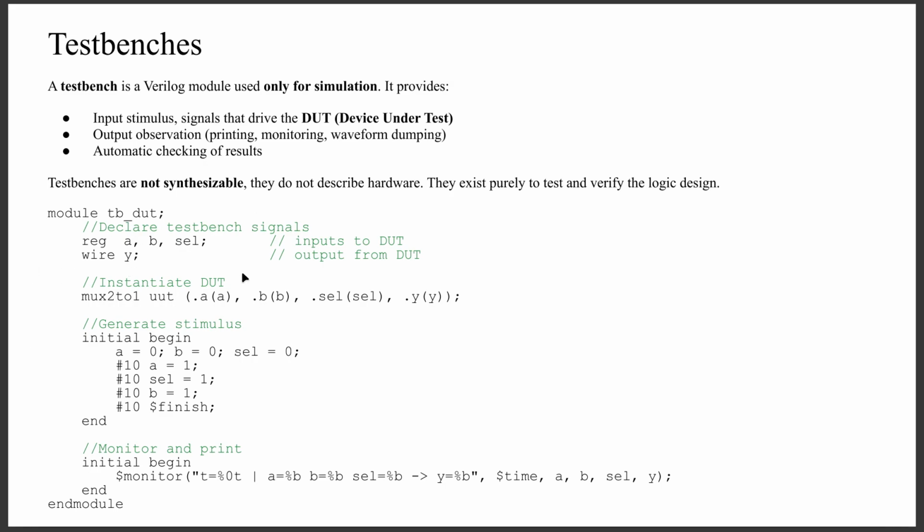So we declare a simple test bench where we declare some test bench signals. Instantiate the device under test. So we call a module called mux2to1, call it the unit under test. We put our registers into it. And then finally we generate some stimulus. So after some time steps we just change A, B, or sel, and then we finish. And then finally we monitor and print. So we're going to print any time A, B, sel, or Y changes.